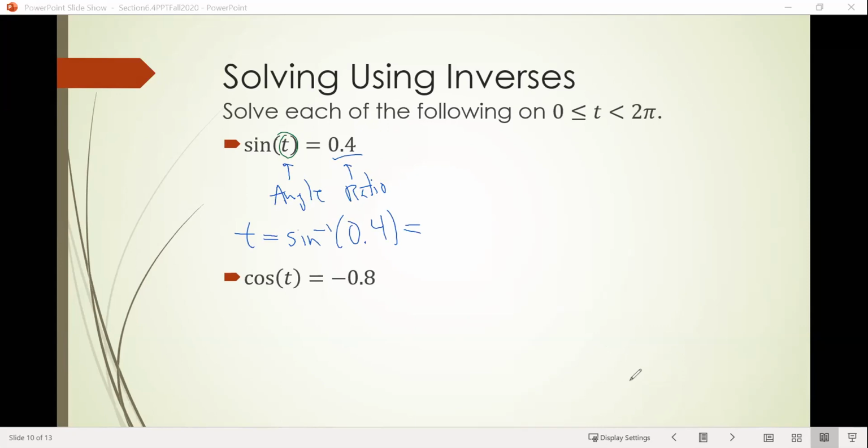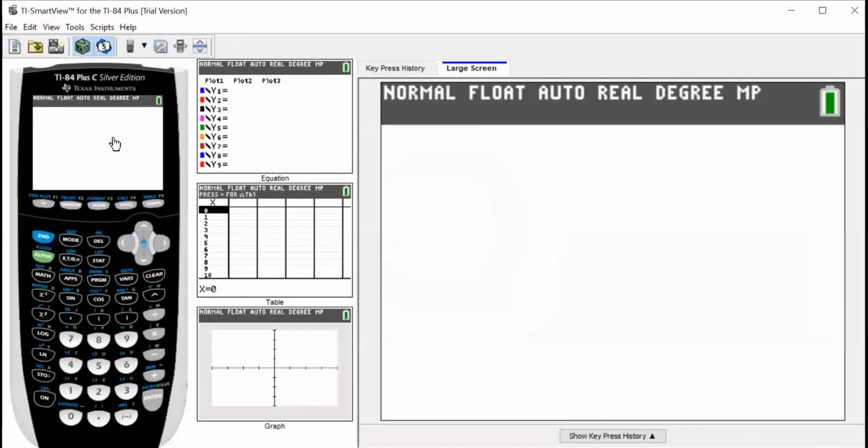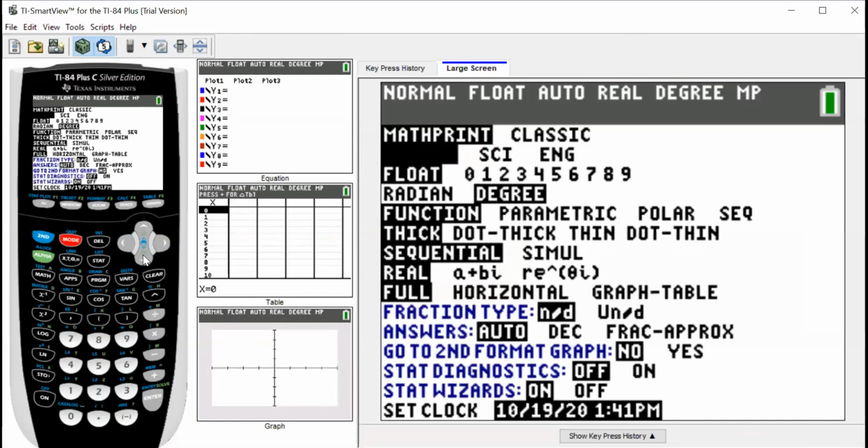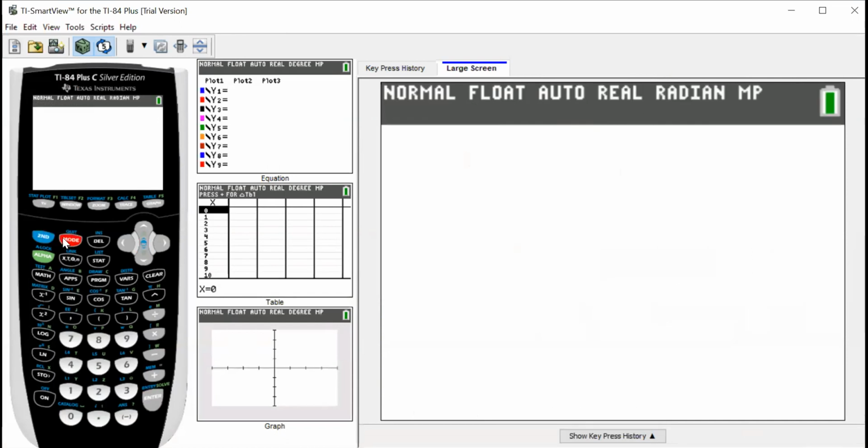And how are we going to find that value? Right, we're going to go to our calculator. So I'm going to switch here to my calculator. Okay, and the first thing I'm going to check, because we're finding answers between 0 and 2 pi, is my mode. So I need to be in radians mode, so I'll go down here and change that to radians. And then I'll do my inverse sine of 0.4.